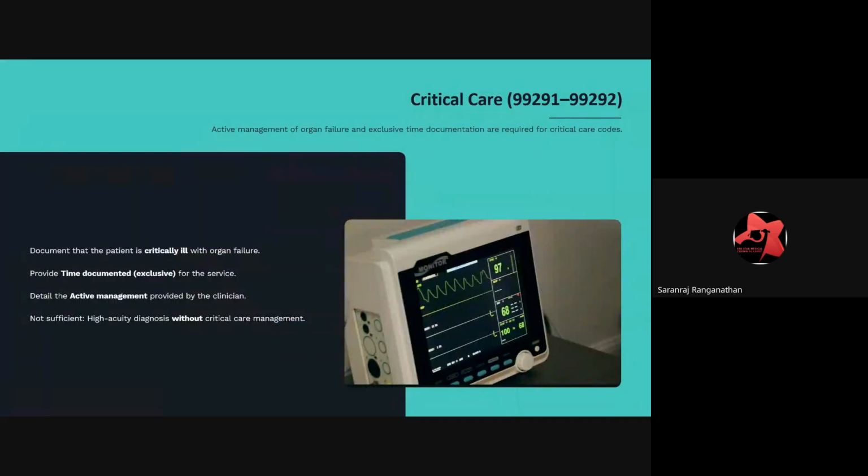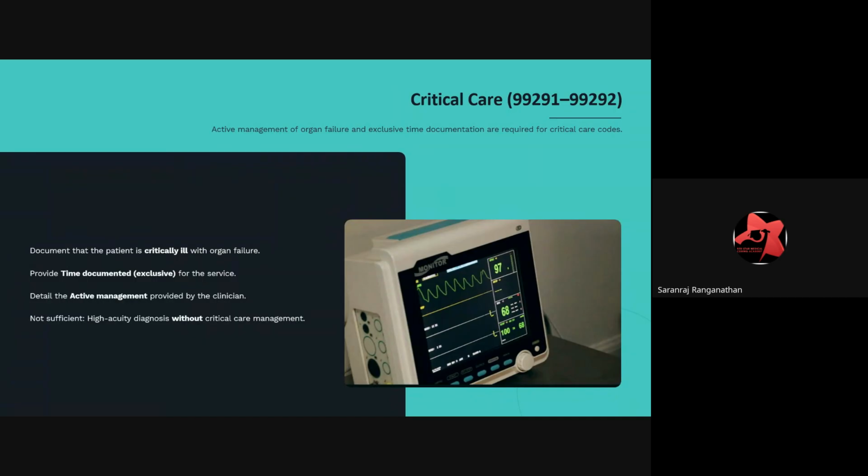Okay, then critical care. It is under the E&M. In the E&M, one of the important things from the ED that will be converted to critical care or urgent care. When you come to critical care, we need to check active management of the organ failure. Exclusive time documentation is required for the critical care code. Yes, these two are time-based codes, which is very, very mandatory.